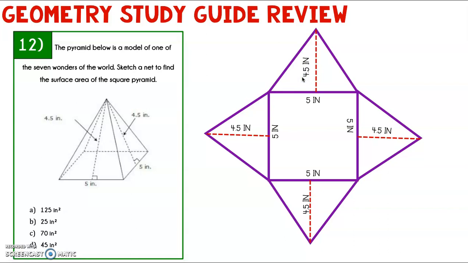Now what we're going to do is find the area of each piece and add it all up. So we're going to start with our square bottom. We have length times width. The length is 5 and the width is 5, so we get 25 inches squared.